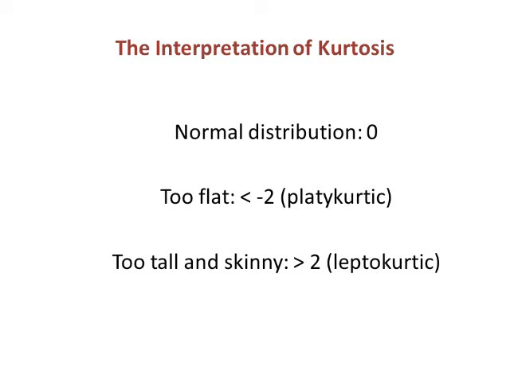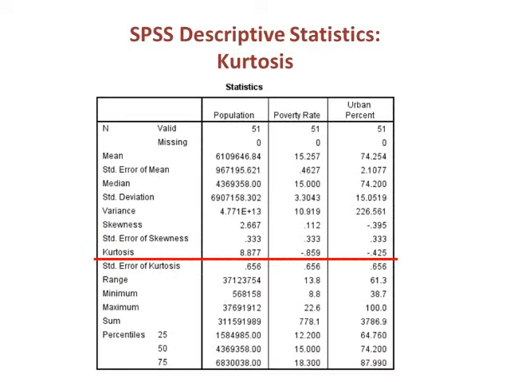We often do not care about this situation because a flat distribution has plenty of variation. We are more concerned about distributions that are too tall and too skinny, or what we call leptokurtic. We know this situation is present when the kurtosis statistic exceeds the value of 2. Here the kurtosis statistic is highlighted on the output. Note that again the only variable that is not normal is population.